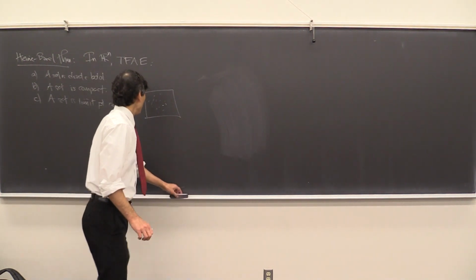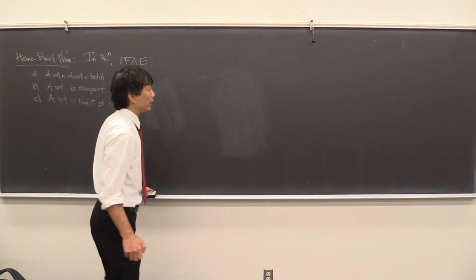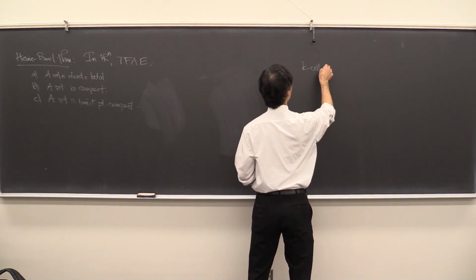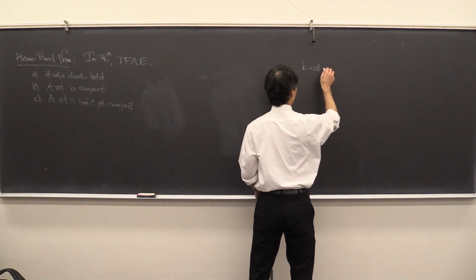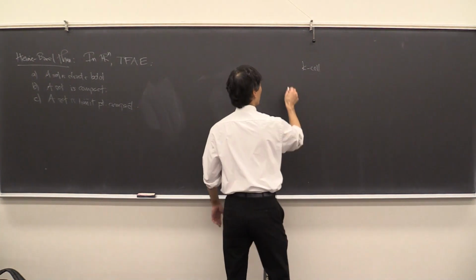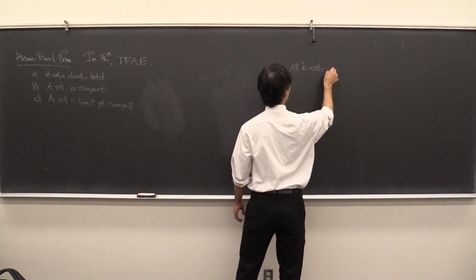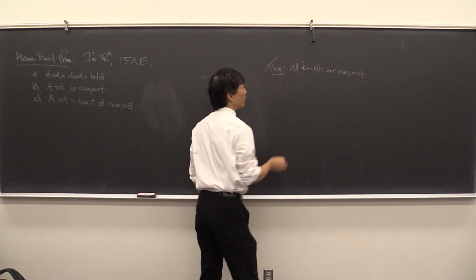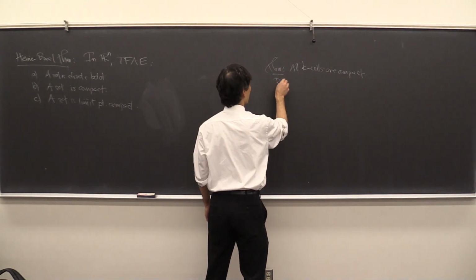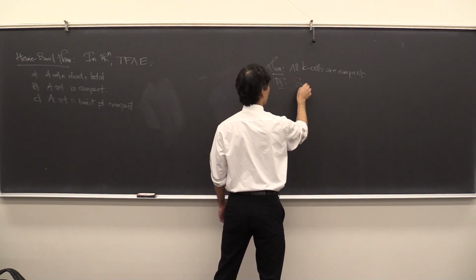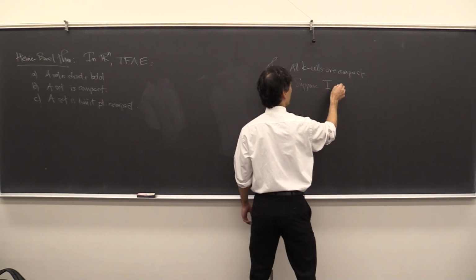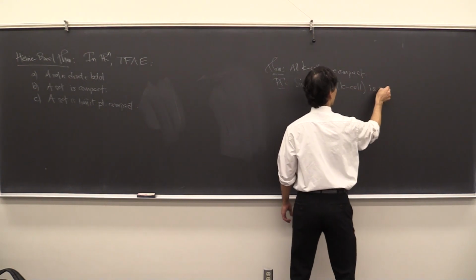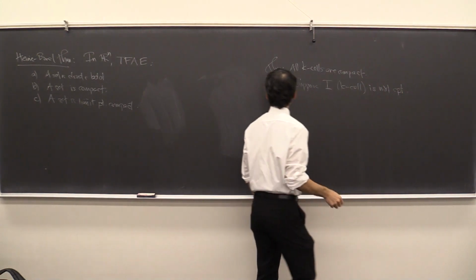Okay. So what we did at the end last time was show that any k-cell is compact, right? So all k-cells are compact. And we did it in this cool way, where we said, well, suppose you have a k-cell, and it's not compact, right? Suppose it's not compact.